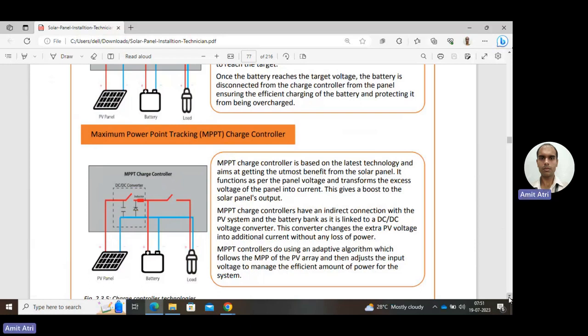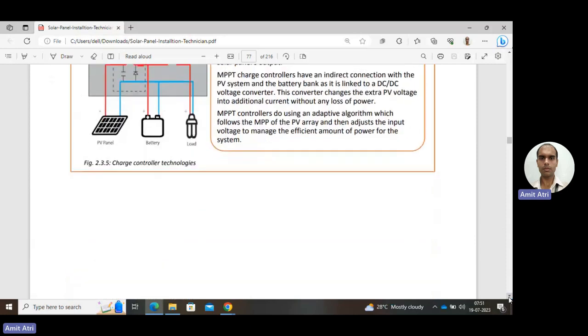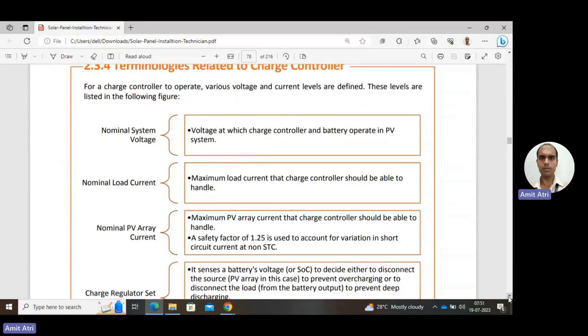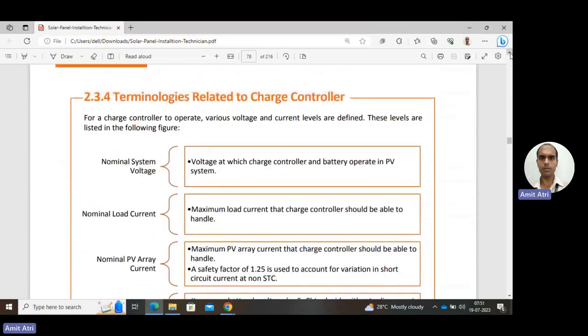Adaptive algorithms are used, and even more advanced types with artificial intelligence are being researched. We can find a very large number of research papers related to MPPT on the internet. They track the MPP of the PV array and then adjust the input voltage to manage the efficient amount of power for the system, meaning efficiency is highly increased. In modern inverters, this MPPT is installed. The cost of an MPPT inverter may be higher than a normal inverter, but the efficiency it gives is very high.